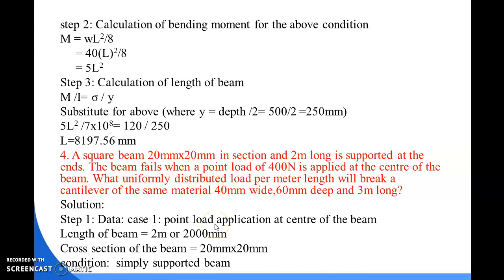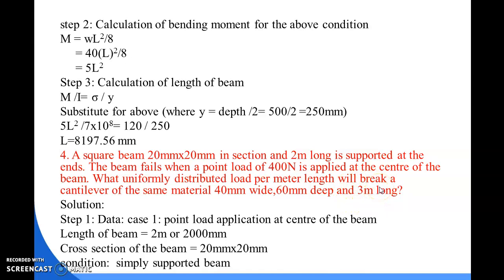For the simply supported beam, the dimension of the beam is square, which is 20 by 20, and the span of the beam is 2 meter, and here a point load is there, which is 400 Newton at the center of the beam. And for case 2, which is the cantilever beam, the B value is given as 40 mm, the D value is given as 60 mm, and the length of the span of the beam is 3 meter.